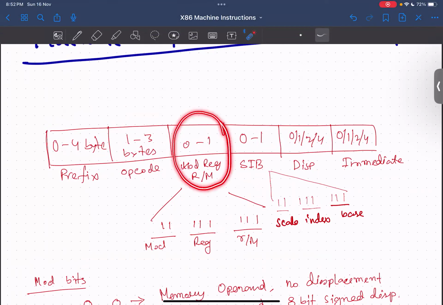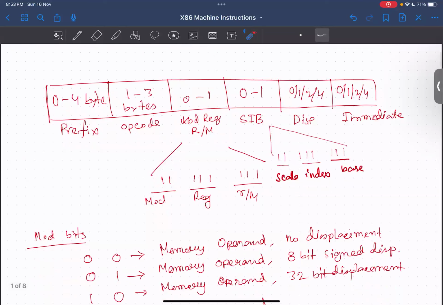Then you can have 0 to 1 byte of what we call the Mod Reg or RM byte, and then an optional 0 to 1 byte SIB, which is scale index base. And then you can have a displacement, which can be from 0 bytes to 4 bytes. Similarly, you can also have an immediate value, which can be from 0 bytes to 4 bytes, right? So let's focus on this Mod Reg RM byte.